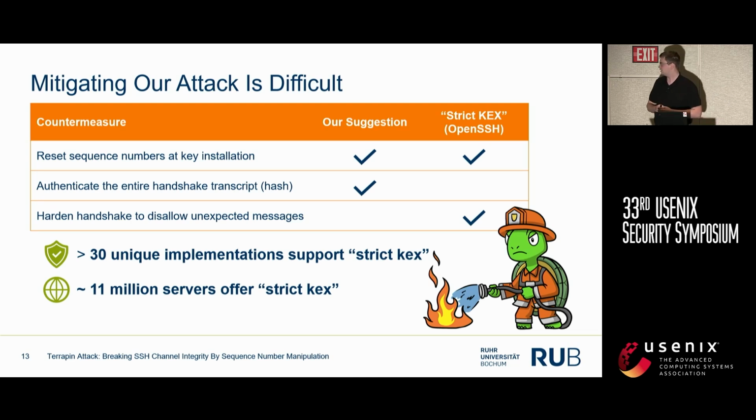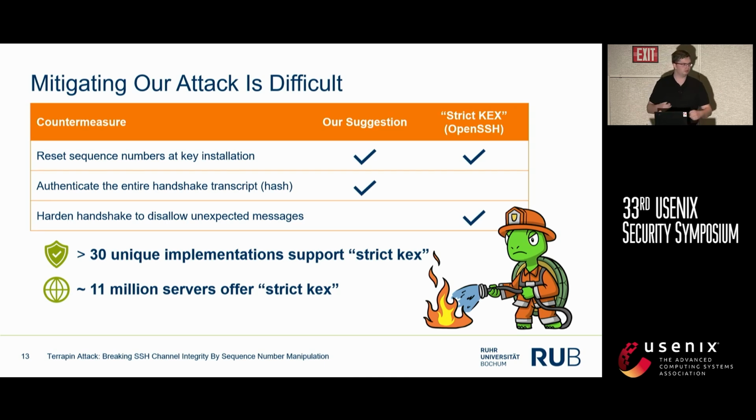OpenSSH picked up on this, and they implemented something which they called strict checks. And strict checks does exactly what we suggested, at least for one part. They do reset the sequence numbers, but on the other hand, they did not perform a cryptographic countermeasure by authenticating the handshake transcript, but rather they hardened the handshake to disallow unexpected messages. So basically, any message that is not strictly required for key exchange will now terminate the connection.